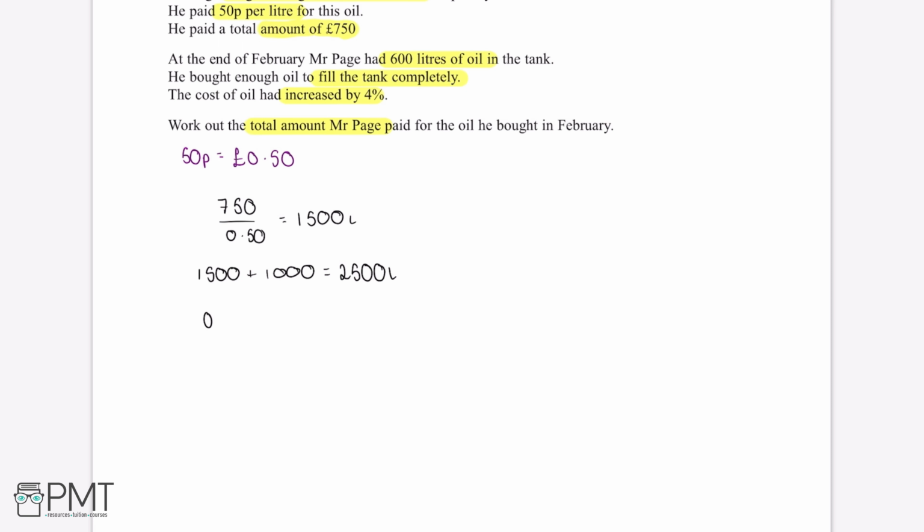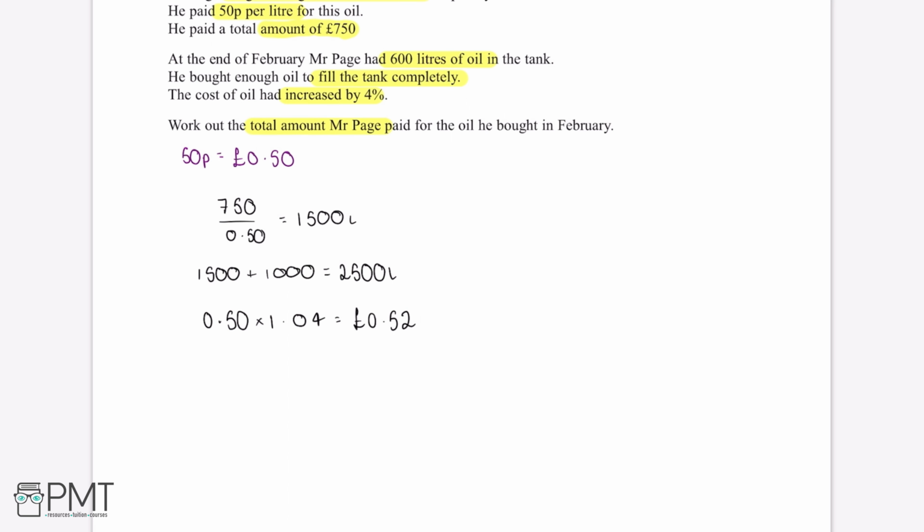So £0.5 or 50p. In order to work out what this would be after it had been increased by 4%, we're going to want to multiply this value by 1.04. And this gives us an answer of 52 pence, or £0.52.